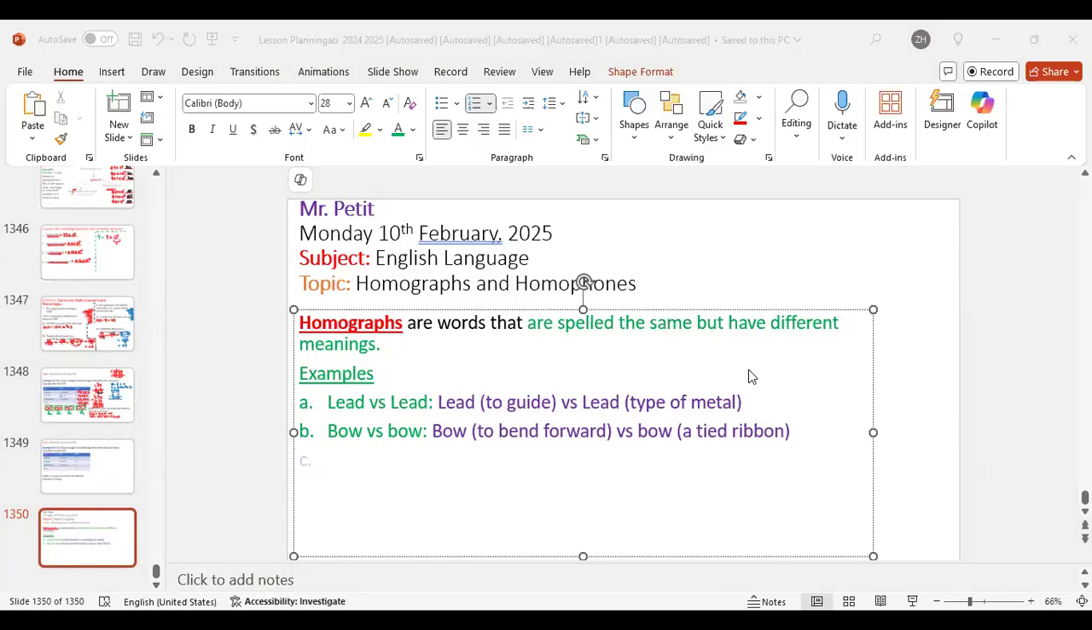Bear and bear. No, they have to spell the same. Row versus row. Arguing versus action. Oh, yes, that's a good one. Live and live. Very good. Bat and bat. No, same thing. A baseball bat and then the animal bat.